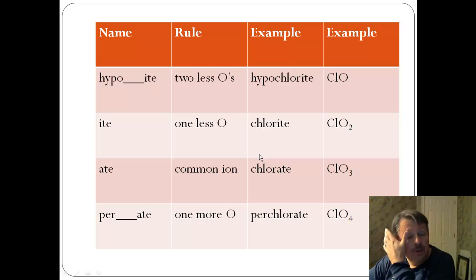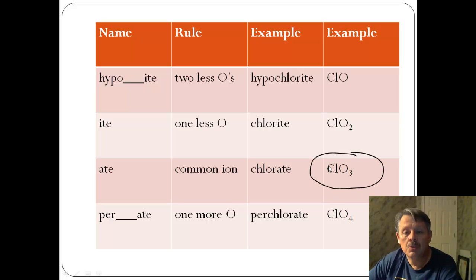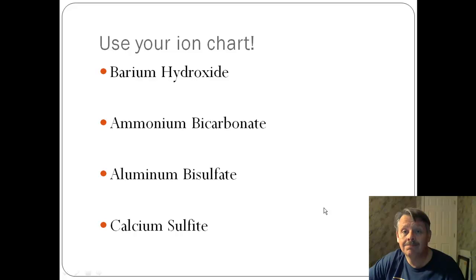So here are some rules. I suggest you pause the video, write these down, and this will help you if you know the -ate, which is the one that we use the most commonly. You should be able to figure out the -ite, the hypo-ite, and the per-ate. And so you should be able to go in all directions from that information. That's why we always have you memorize the -ates. All right, use your ion chart. See if you can figure out how to come up with the formulas for these. Pause the video, see if you can do it.